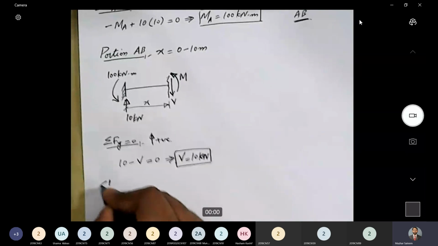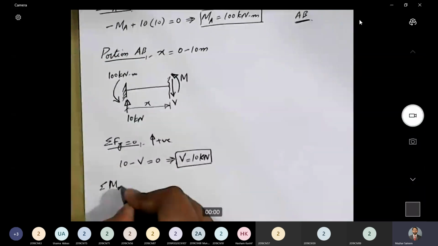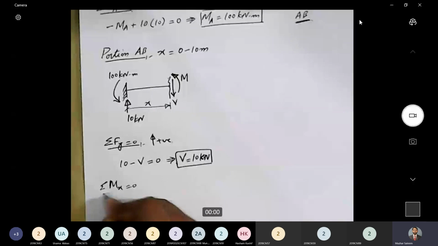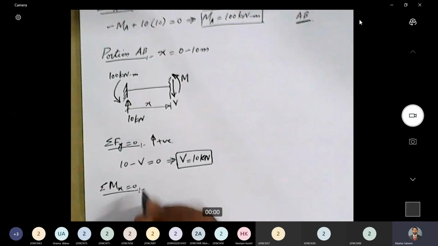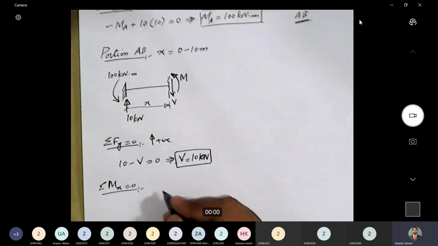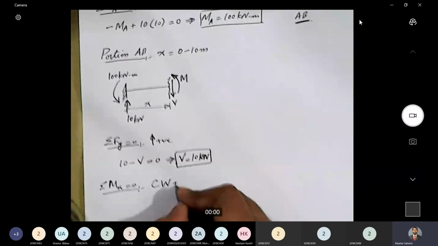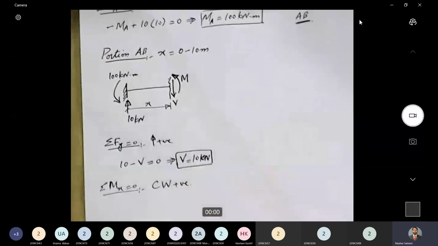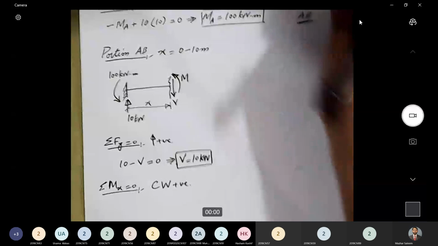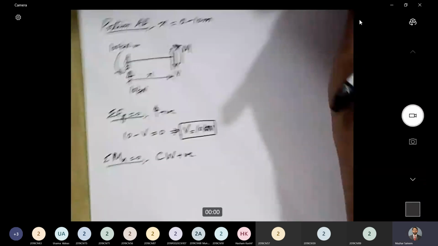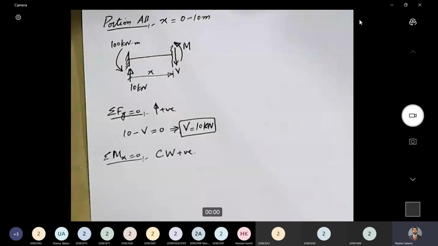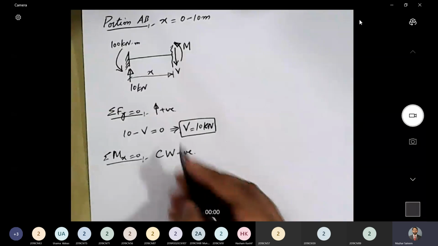Sigma Mx equal to 0, and clockwise movement will be taken as positive. Okay, how many movements are there? If I start from this side, this 10 kilonewton force is at a distance x from the section, and it will use.